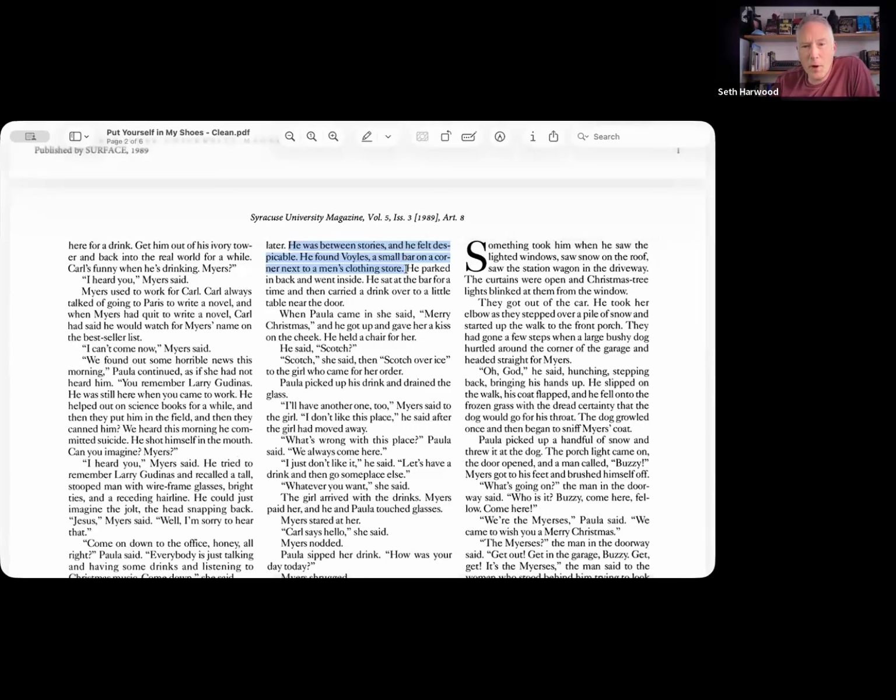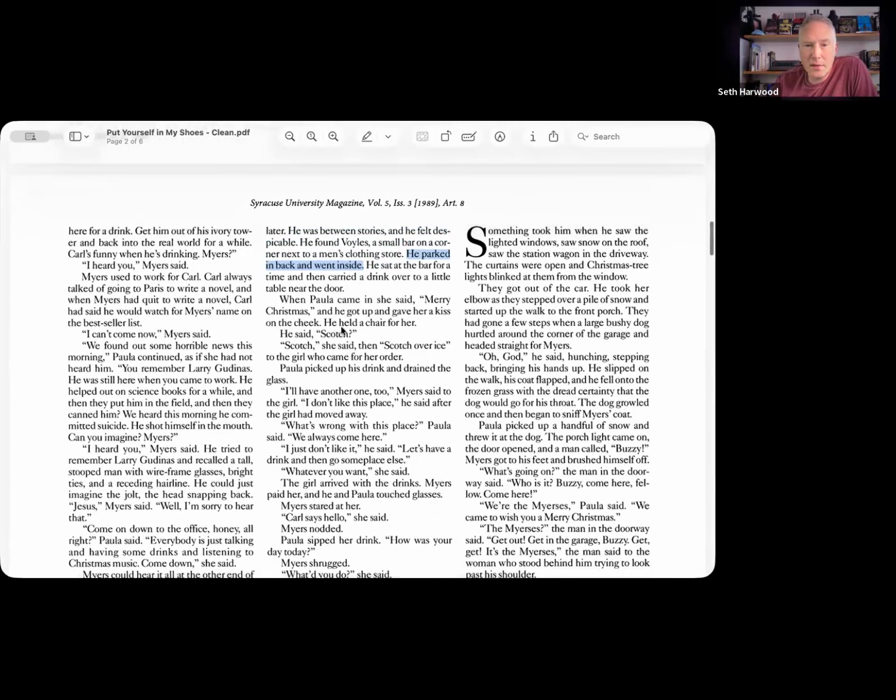He parked and went inside. Here's one sentence that covers probably a minute or two. When we get to the place where we're back in scene and in dialogue, "Merry Christmas," he held a chair for her. This is a lot slower. So see how he ends off the summary piece. He sat at the bar for a time and then carried a drink over to a little table near the door. So this sentence probably covers maybe 5 minutes.